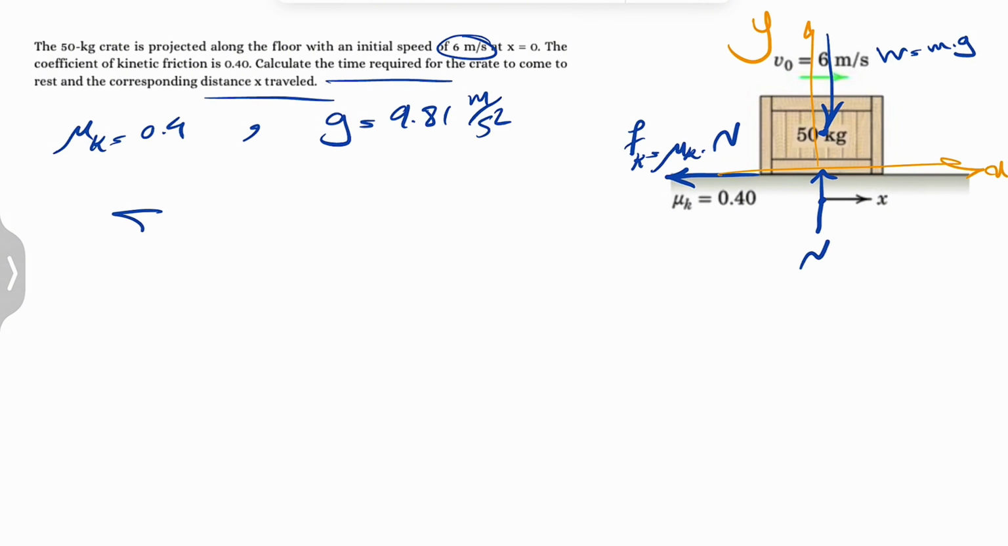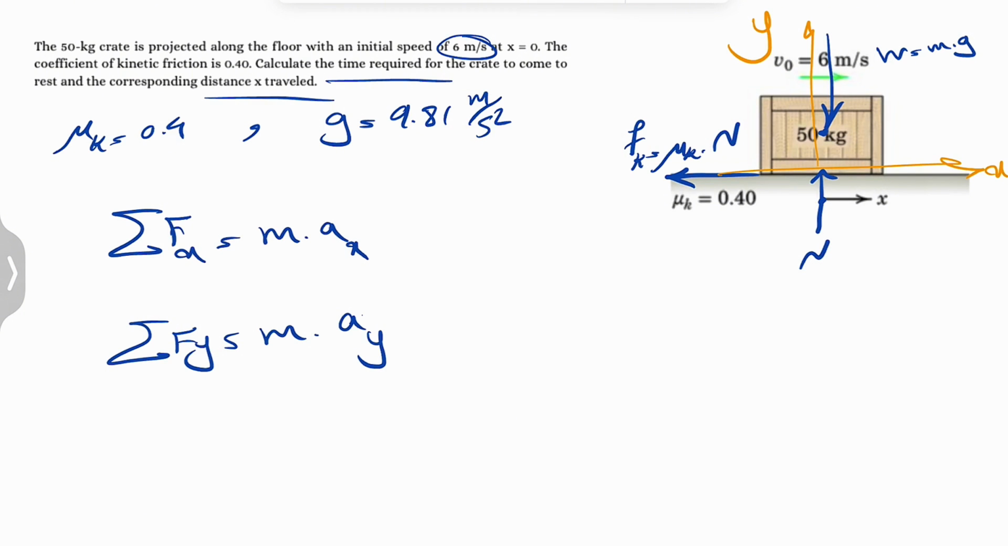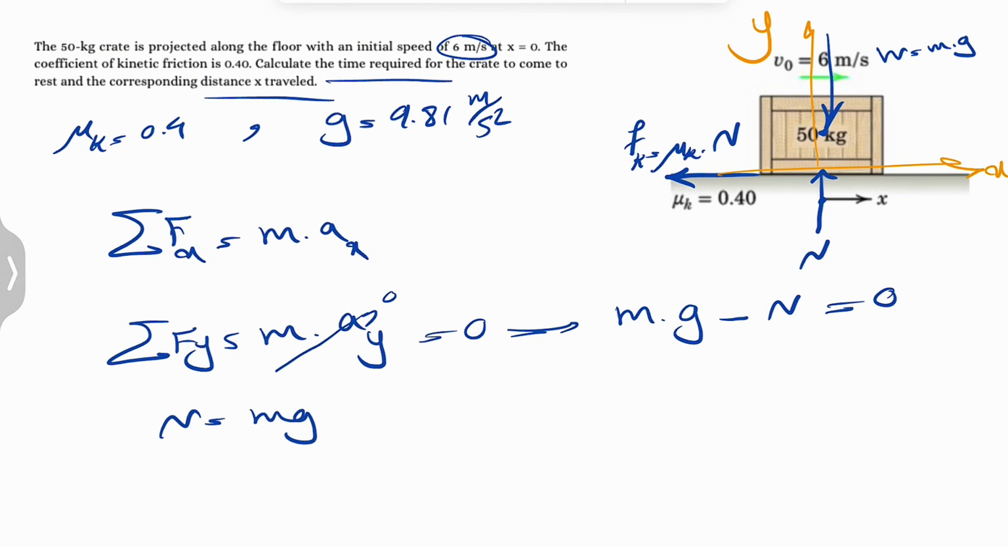And we have sum of all forces in x direction equals mass times acceleration in x direction, and we're going to have the same story for y. Again, mass times acceleration in y direction. As we can see, the box is not going to move along the y-axis, so no acceleration, which means this will be equal to 0. And here we have the weight, which is mass times acceleration of gravity, negative N, equal to 0. So our normal force here is basically mg.